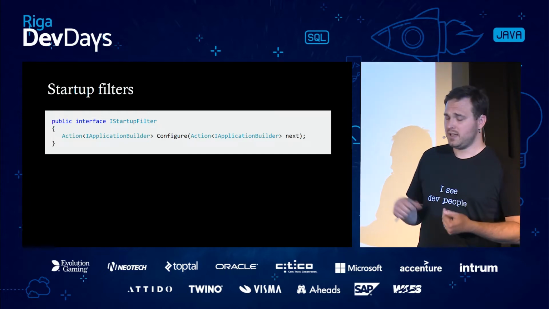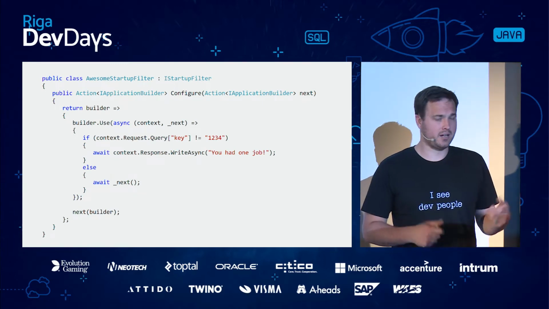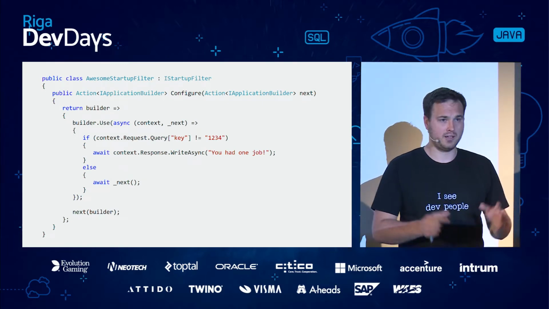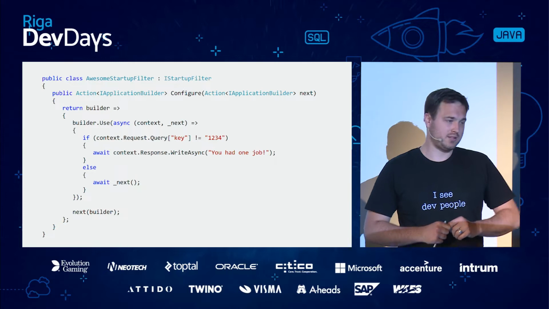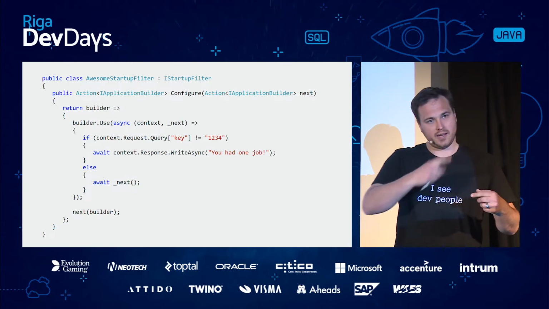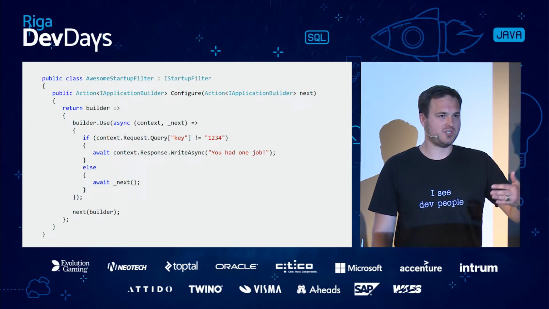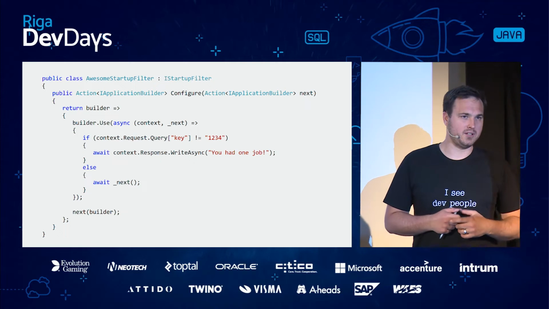And the usage is quite simple. An idea would be, for instance, to check for a key. If the key is not 1, 2, 3, 4, stop the request. Reply back, you had one job, for instance, and if it's 1, 2, 3, 4, let it through to the application, because you need to handle the request as soon as possible before it actually gets into your system.